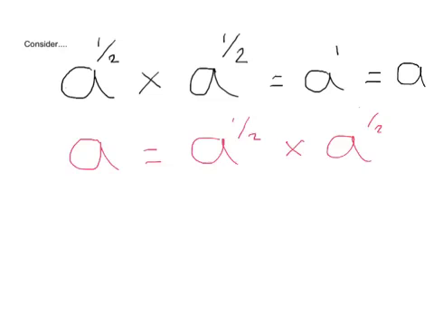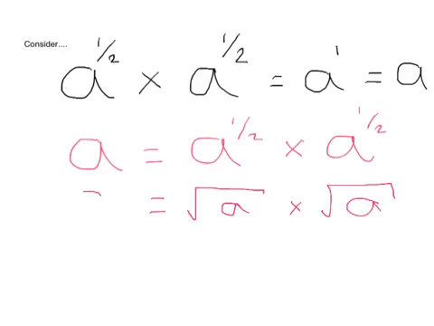Now, what we need to notice here is that on this right hand side, what we've got are two identical things being multiplied together. So we've got this thing, whatever it is, a to the half, multiplied by the same thing, a to the half. And those two things combined give us the result of our original base number. So, how can something multiplied by itself give the answer a? Well, that must be the square root of a times the square root of a gives you a result of a.